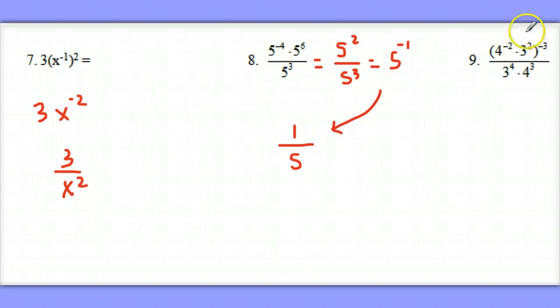Alright, this example looks a little more complex. Let's see what we can do here. First we'll apply the power to a power, multiply those powers together. So we'll have 4 to the 6th, since we have negative 2 times negative 3. Then we'll have times 3 to the negative 6, being careful with our signs here, all over 3 to the 4th times 4 to the 3rd.